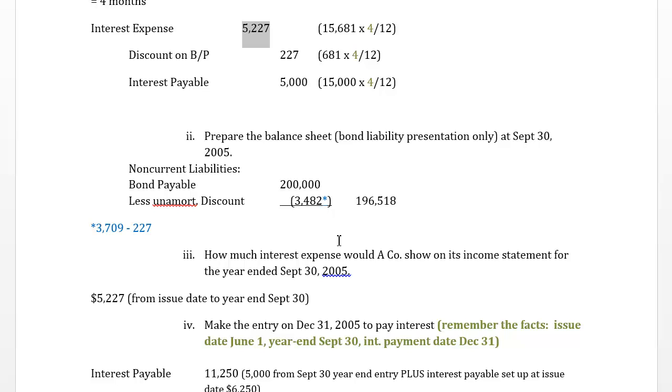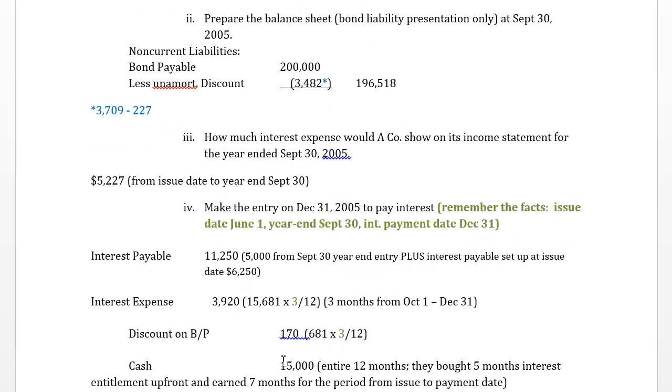Now, we want to pay the interest on December 31st. So don't forget, you had an interest accrual here of $5,000 at September 30th. But don't forget, you also had an interest accrual, a credit to interest payable, when you issued the bonds on June 1st. Why? Because remember, these guys on December 31st of this year are going to get a full $15,000 in interest, even though they've only been there for 7 months. But they prepaid $62.50 at the issue date.